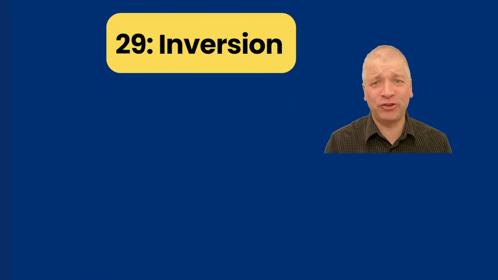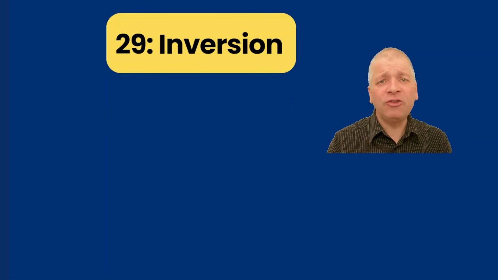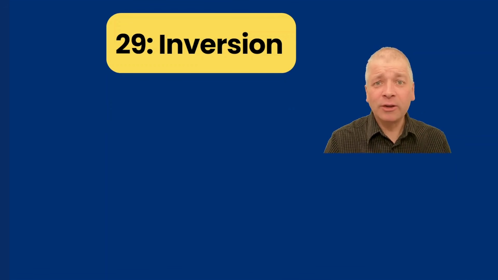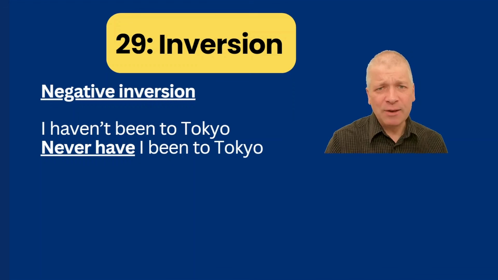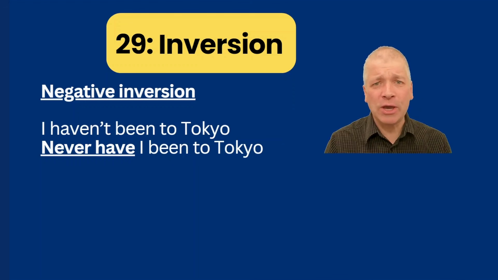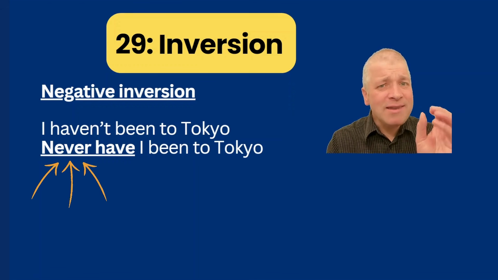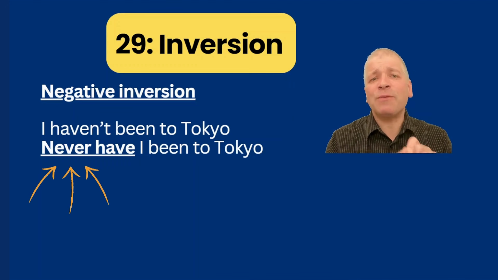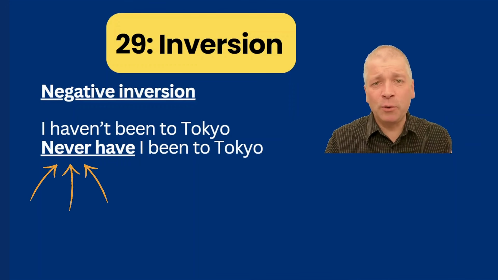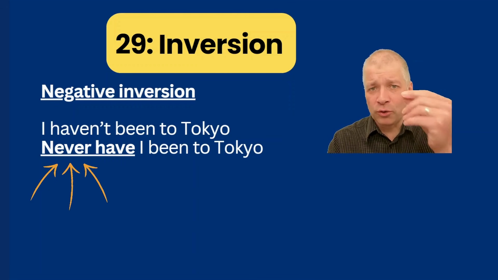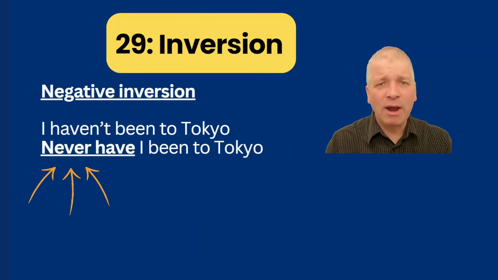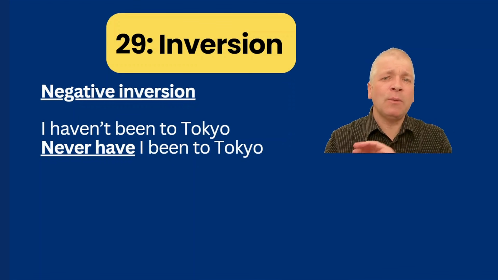29 is inversion. Inversion is where you change the order of words in a sentence to create emphasis in a certain way. And the first type is negative inversion. Look at the difference between the two sentences. I haven't been to Tokyo. Never have I been to Tokyo. They mean exactly the same. But in the second sentence, the negative word, never, goes at the beginning. And by putting the negative word at the beginning, emphasis is drawn to the fact it's a negative in a greater way. And this leads to a grammar change.